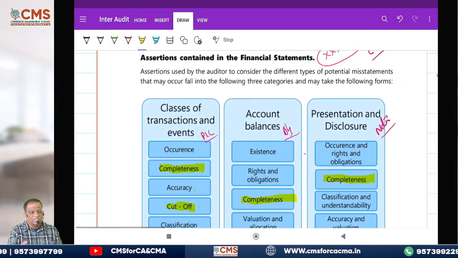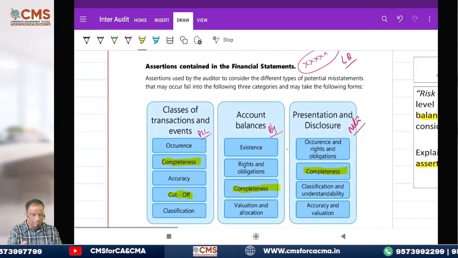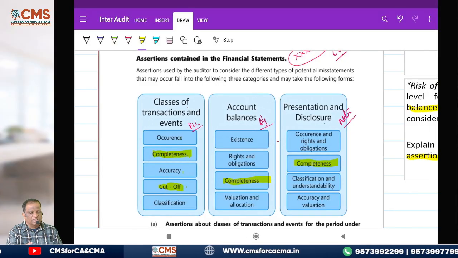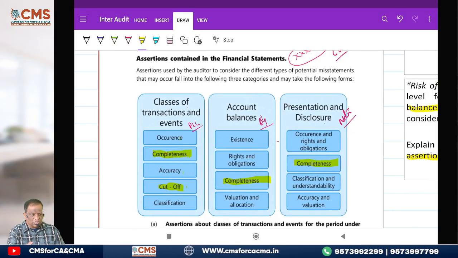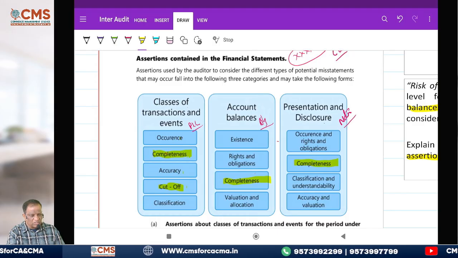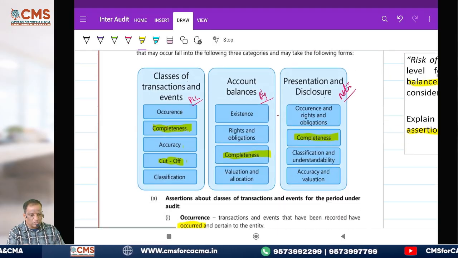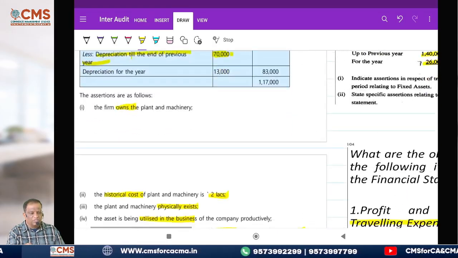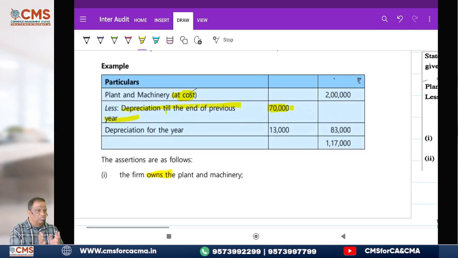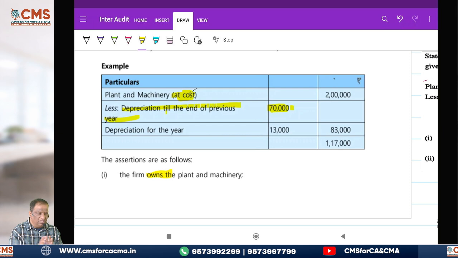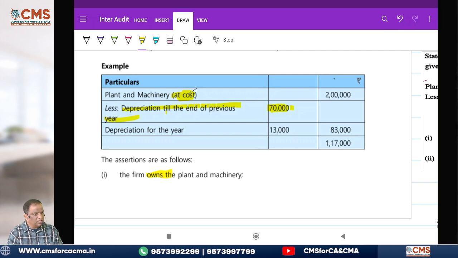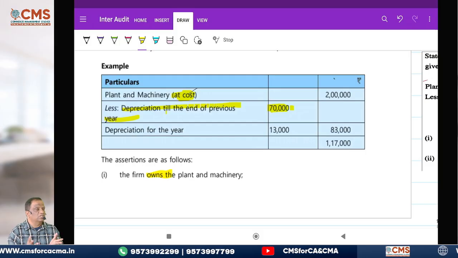Now, what are these assertions? First type of question I will tell you. One is this, he can ask you, what are the types of assertions? That would depend on classes of transactions or events, account balances, or disclosures. And the second type of question is, he will give an extract of the financial statement, either of the PPEs or of the debtors or of the P&L, certain extracts, and ask you what assertions can I make.